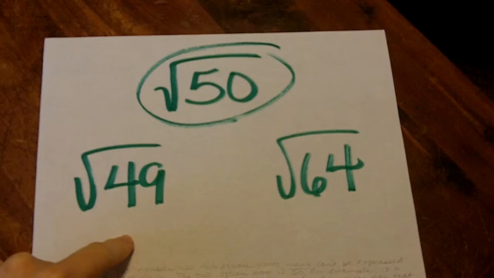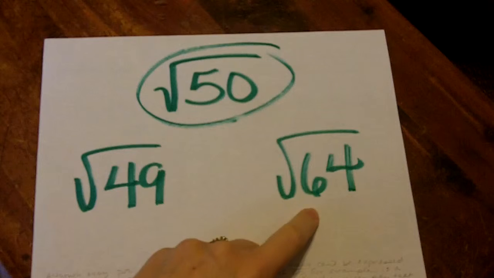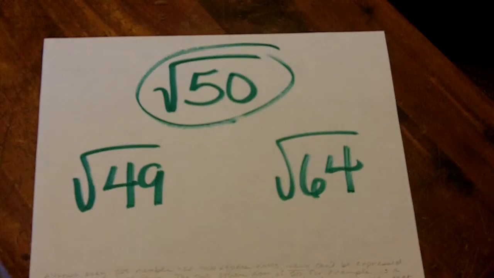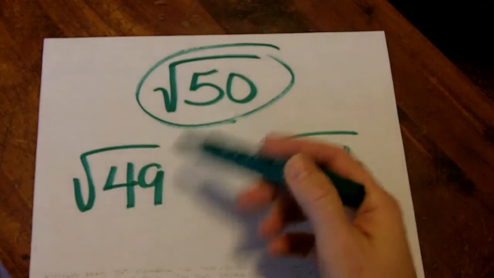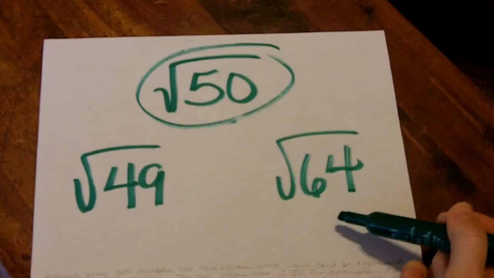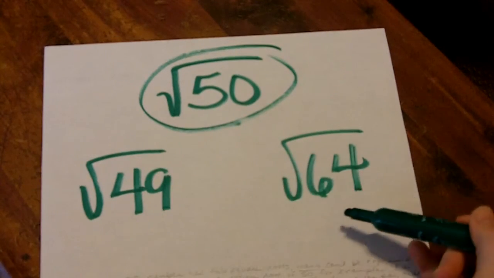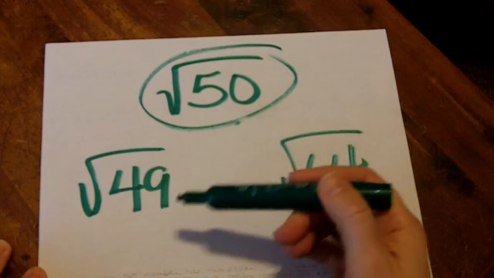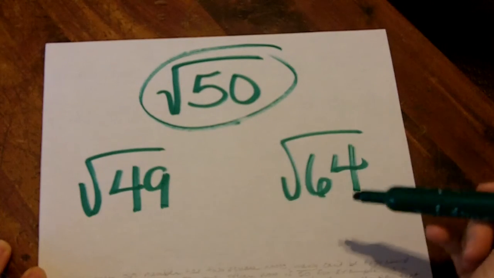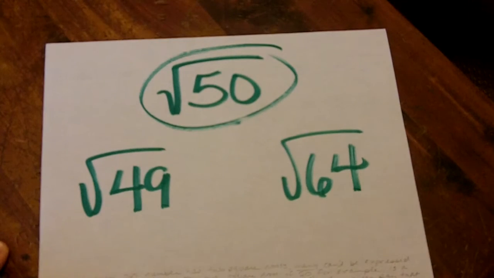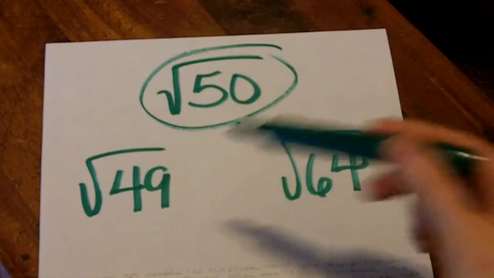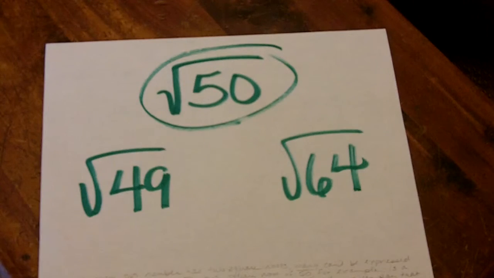We do for the square root of 49. We know that is 7. We know the square root of 64 is 8. So sometimes in your book, it's going to ask you to figure out what square root the square root of 50 is closest to. Now, in this case, we can see that it comes in between the square root of 49 and the square root of 64, which is 7 and 8. We also can see that the square root of 50 is much closer to the square root of 49 than it is to the square root of 64. And so if you were asked which one it was closest to, you would say 7.